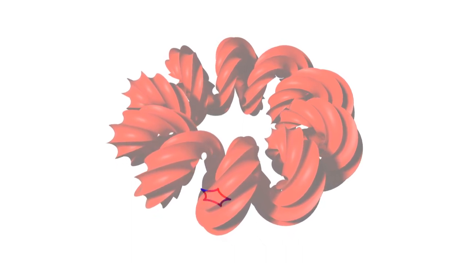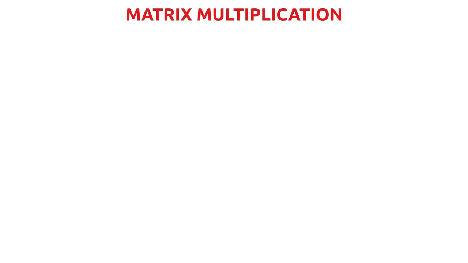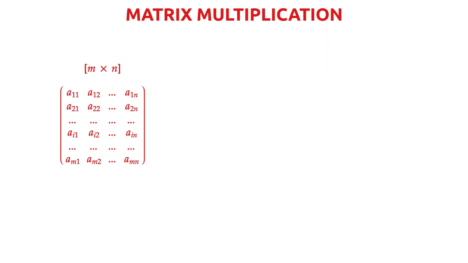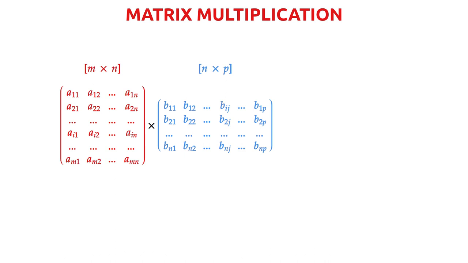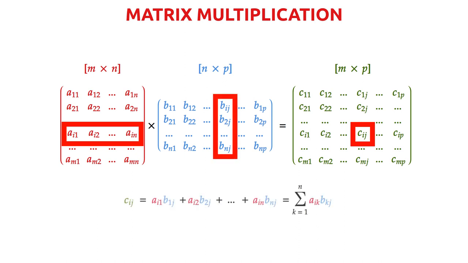Is there a system and method for deriving the equations of these fairly complex 3D surfaces? Actually, there is, and it involves transformation matrices and their multiplication. A matrix with m rows and n columns can be multiplied by another matrix with n rows and p columns. The result is a matrix with m rows and p columns. The entries of the resulting matrix are computed by taking the dot product of each row of the first matrix with each column of the second matrix.